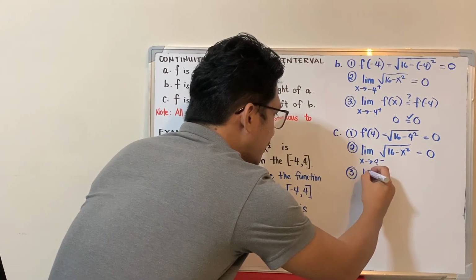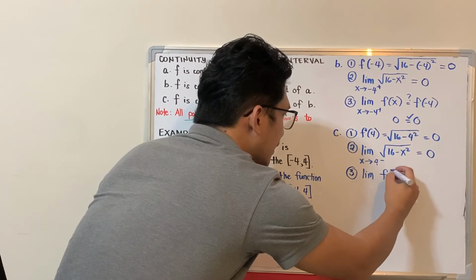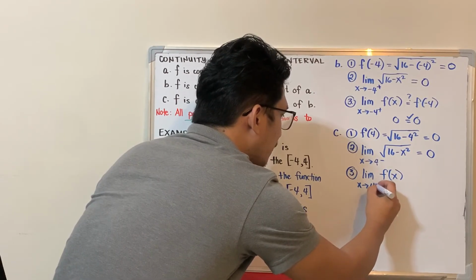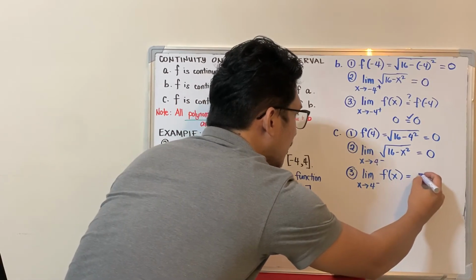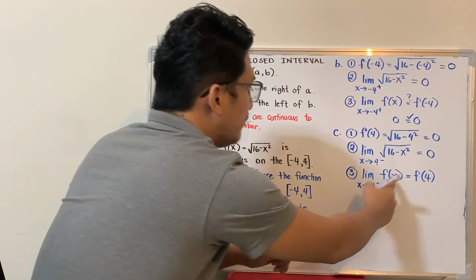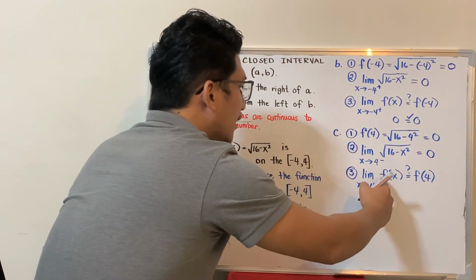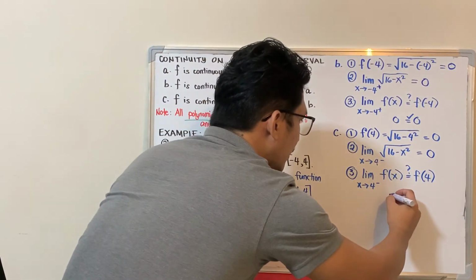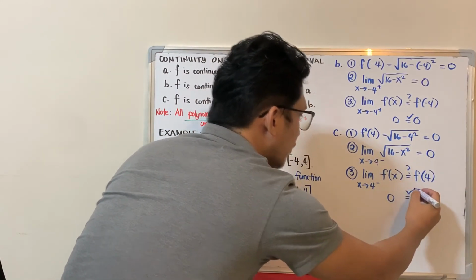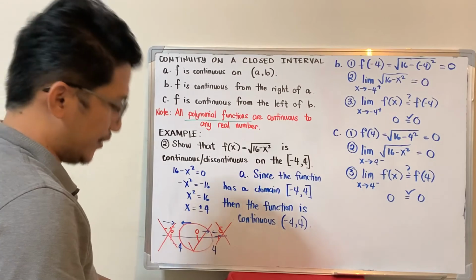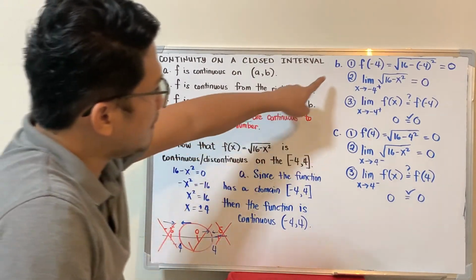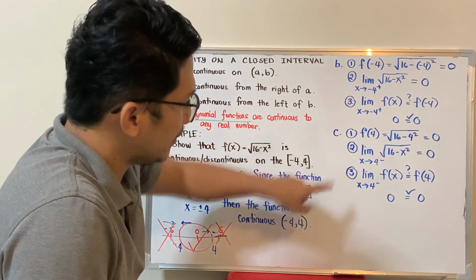Dayon, number 3, limit of the function f of x as x approaches 4 from the left equal to f of 4. Okay, so of course the limit, as you can see, question mark na, no? The limit is 0, and then f of 4 is also 0. So obviously they are equal. So meaning satisfied ang tulo ka conditions. Okay? So letter A satisfied, B is satisfied, and also C is satisfied.